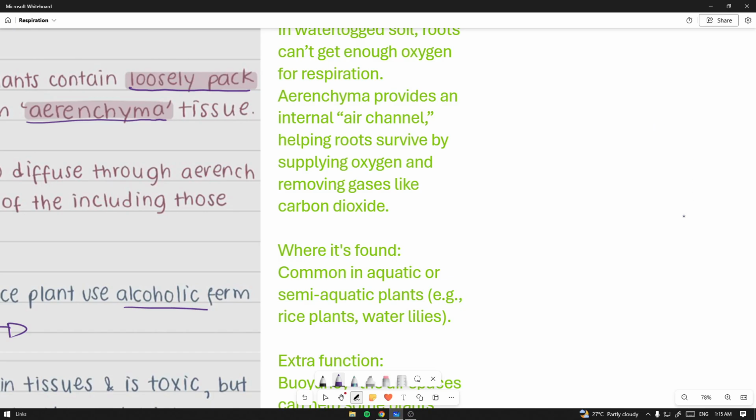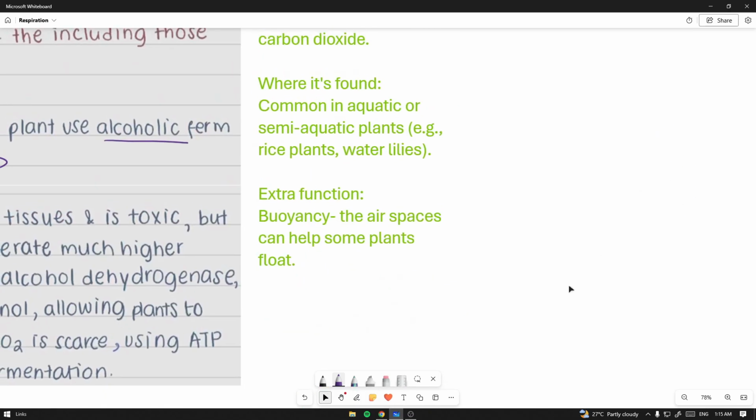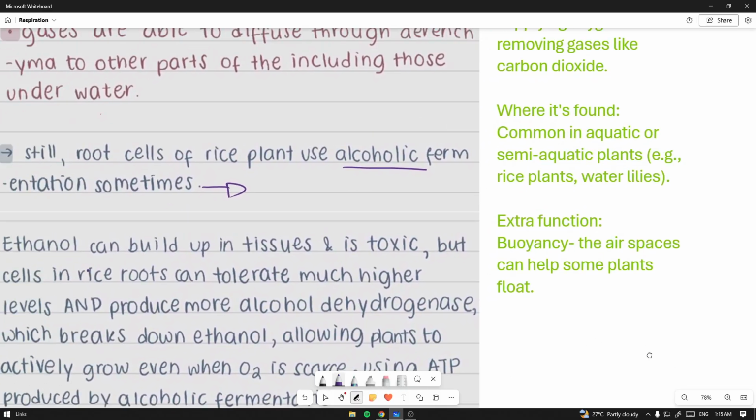Okay, this is not needed. Extra function, buoyancy: the air spaces can help some plants float. You don't need this either, but I thought it's interesting, so I just put it there.